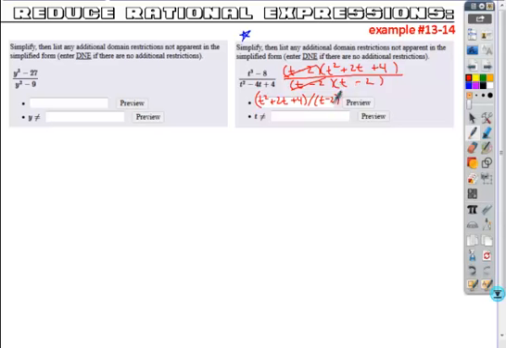Is that apparent in the simplified form? Yeah. So even though it got canceled here, the fact that there's still that factor in the denominator tells you t can't be 2, that means that this is a vertical asymptote, not a hole. So the additional domain restriction is DNE, because the simplified form already tells you about that restriction.